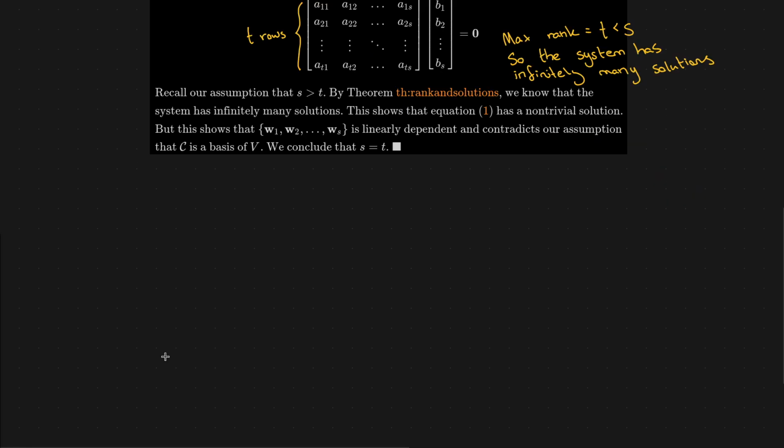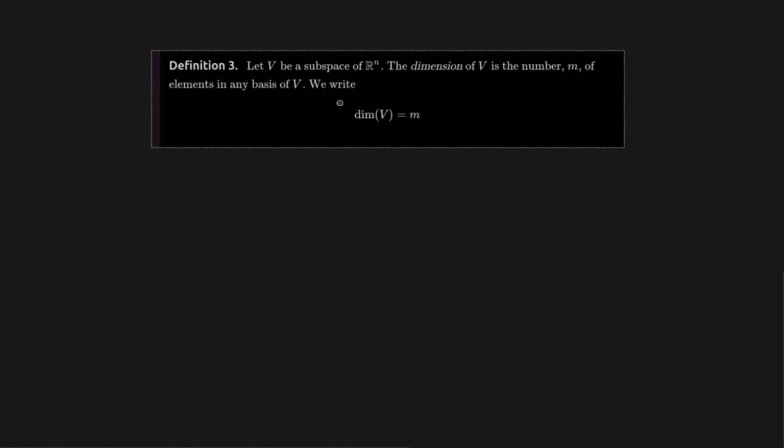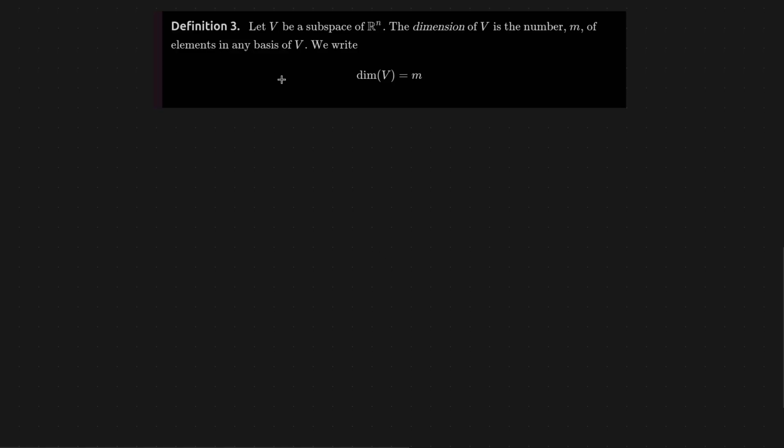And so this gives us a definition. Let V be a subspace of Rn. The dimension of V is the number m of elements in any basis of V. And as we just proved, that definition is consistent because any two different bases of a vector space will have the same number of vectors. So we write that the dimension of V is equal to m.